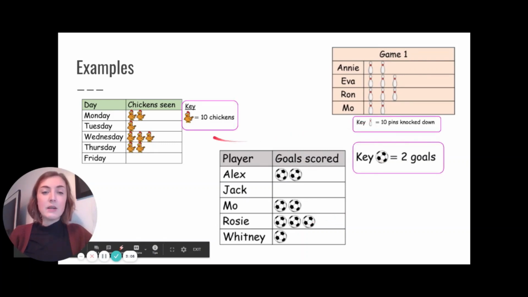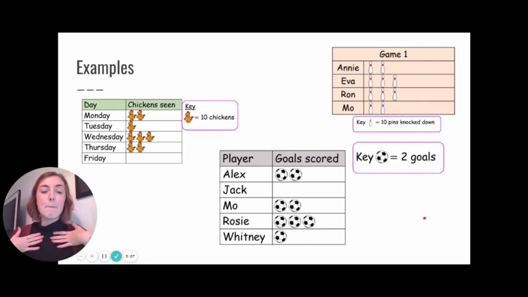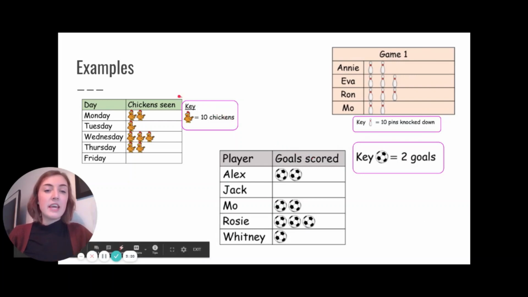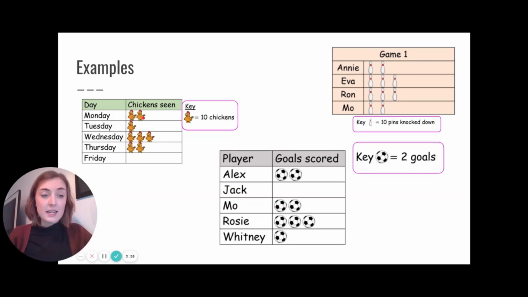You notice that they all had something called a key. My turn, key, key. A key is really important when making a pictogram because it tells us how many items each picture is worth. If we didn't have a key on this one, I might just think that on Monday they saw 2 chickens or 200 chickens. I have no idea. But thanks to the key, I know 1 chicken equals 10.